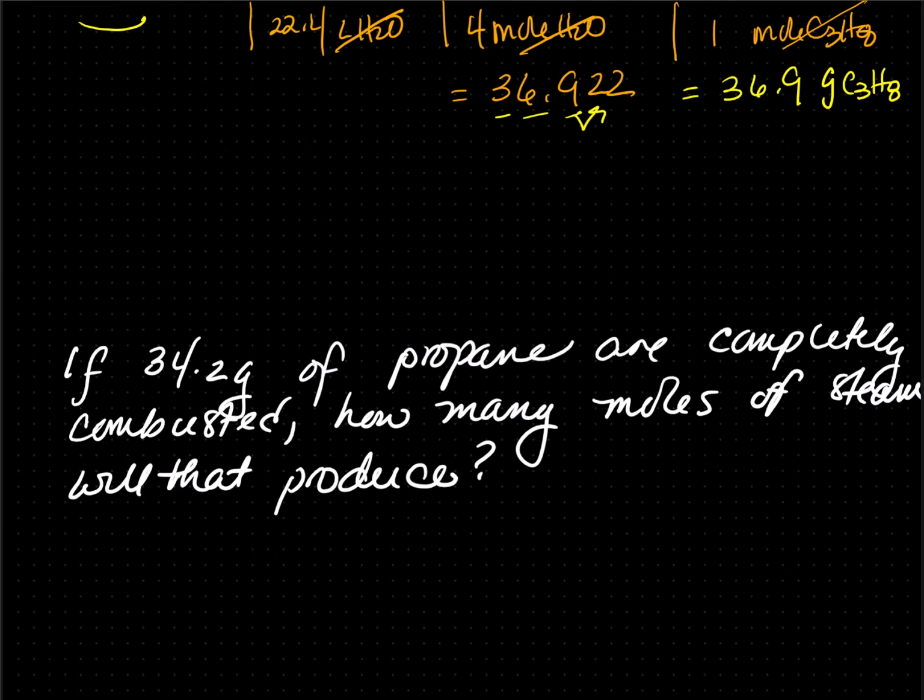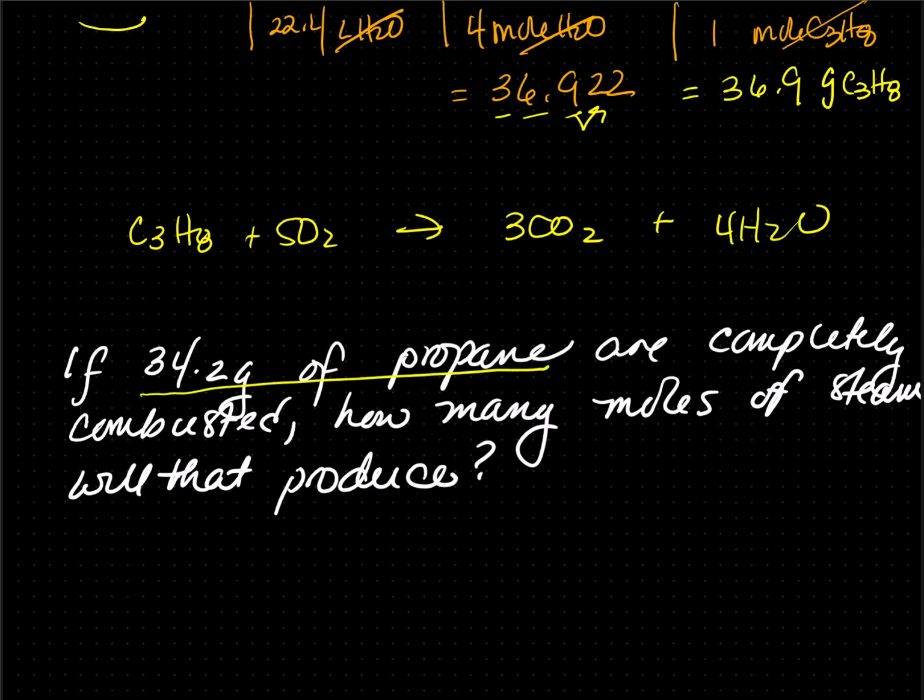So let's look at this last problem. Again, we are using the same balanced equation. I'm just going to recopy it. So here we start with 34.2 grams of propane, and we're looking for the moles of steam. So we're going to start with what's given again: 34.2 grams of propane, C3H8. Diagonal units have to cancel out, so grams of C3H8.